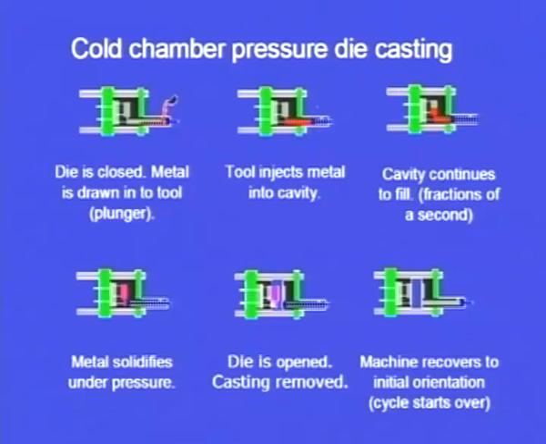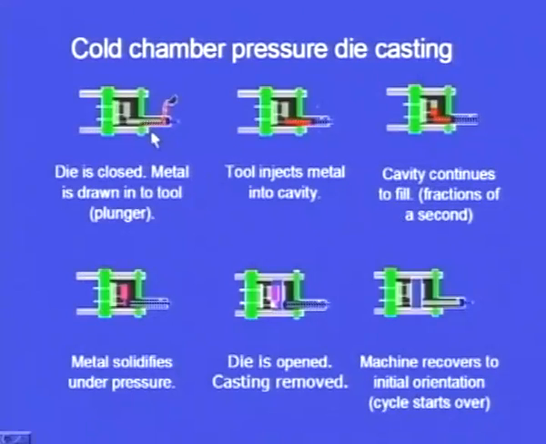Next one, among the pressure die casting machines, I have already told there are two types: one is the cold chamber pressure die casting machine and the other one is the hot chamber die casting machine. Let us see this cold chamber pressure die casting machine. The important feature of the cold chamber pressure die casting machine is that the melting furnace will be far away from this die casting machine.